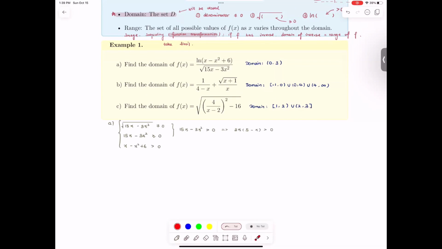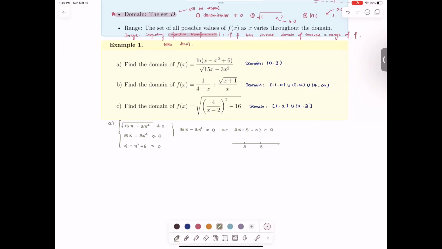Okay, this is an inequality. Remember how we solve it? I said we can draw a real number line, right? And we can put the values that make it 0 on the real number line. So we can put 0 here. The other one is 5. When x equals 0 or x equals 5, we have 0. Now we can plug in values to check if they're positive or negative.